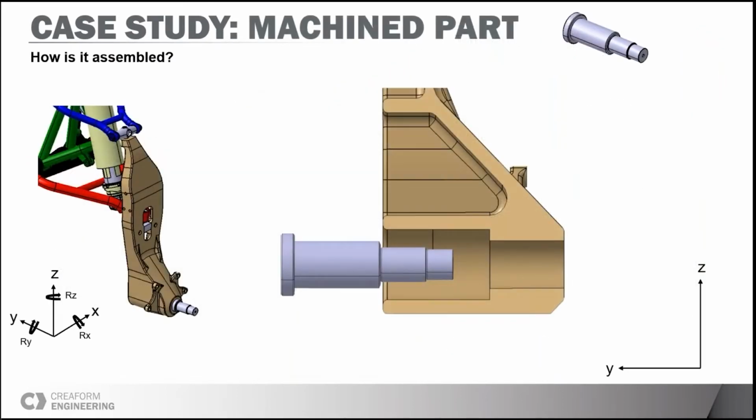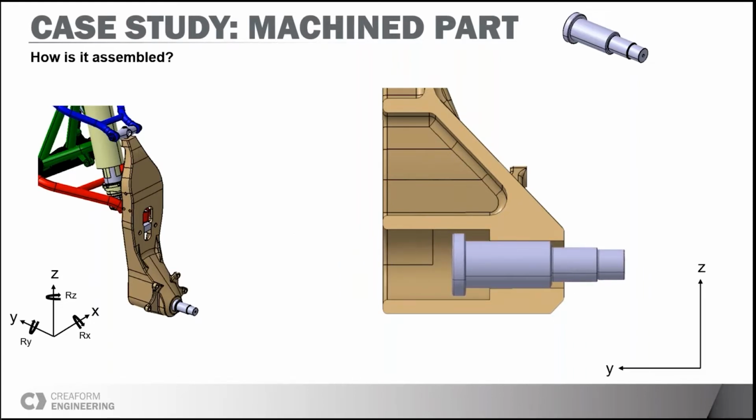So the first one we will look at is really the simplest, a machine part. The first thing we will want to do when defining datum is to understand how the part is installed in the next assembly and in which order. For that part, we will start by inserting it into the knuckle, making contact with the diameter. That step will lock some of the degrees of freedom of the part.